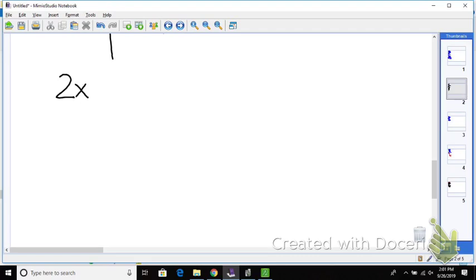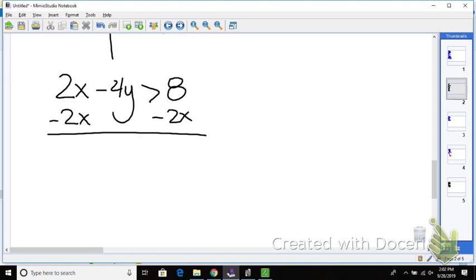Okay. So now I have 2x minus 4y is greater than 8. I have two things to move to get y by itself. Let's remember, what is the rule when we end up dividing or multiplying by a negative on both sides? You have to flip the sign, so you can't forget that. So here I'm going to subtract 2x to the other side. So I have negative 4y is greater than negative 2x plus 8.